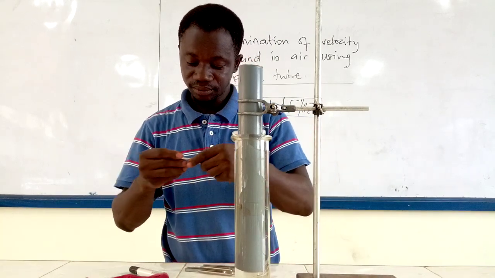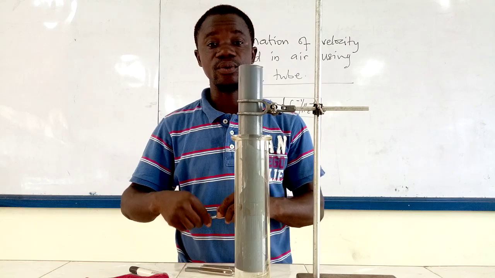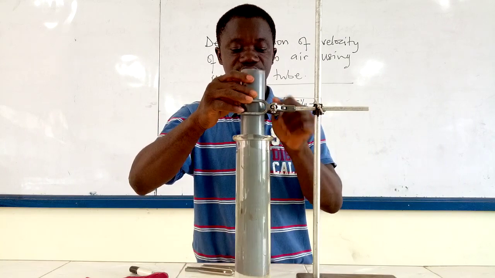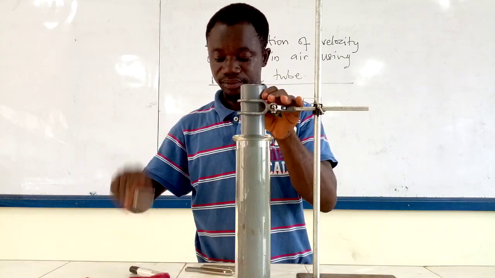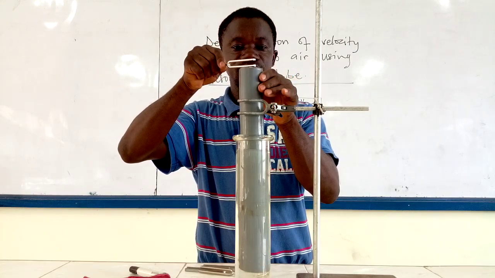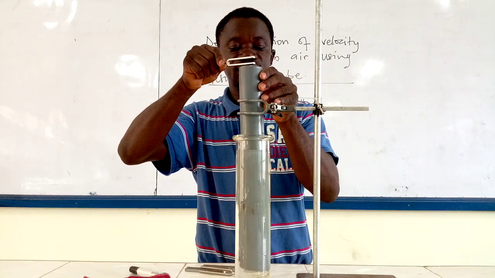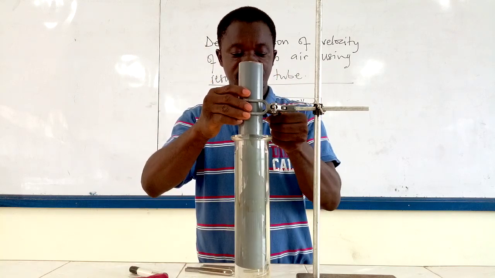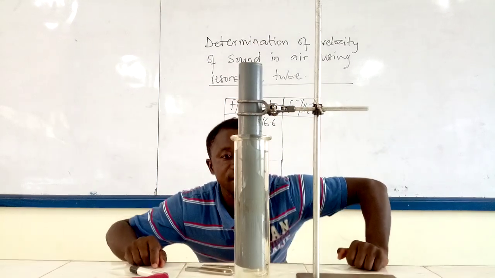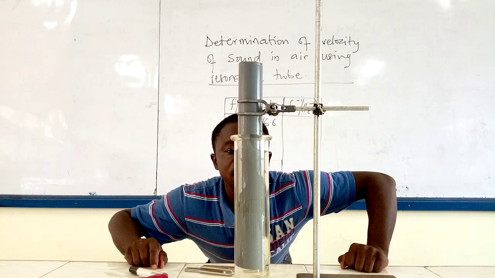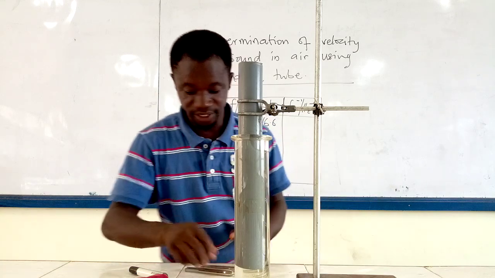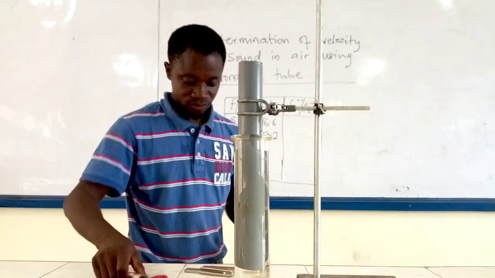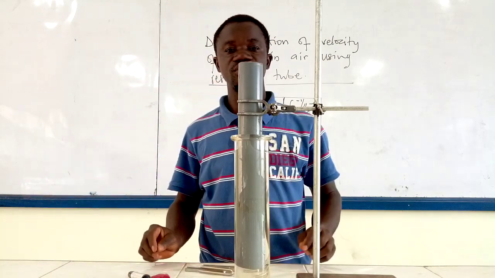The next tuning fork is 480 hertz. So I'll sound that tuning fork. Let me unscrew this and make it loose. I'll sound that tuning fork again. So this is where resonance is occurring. Then I will determine the length. So the length is 17.2 centimeters. I'll put that tuning fork to your side.